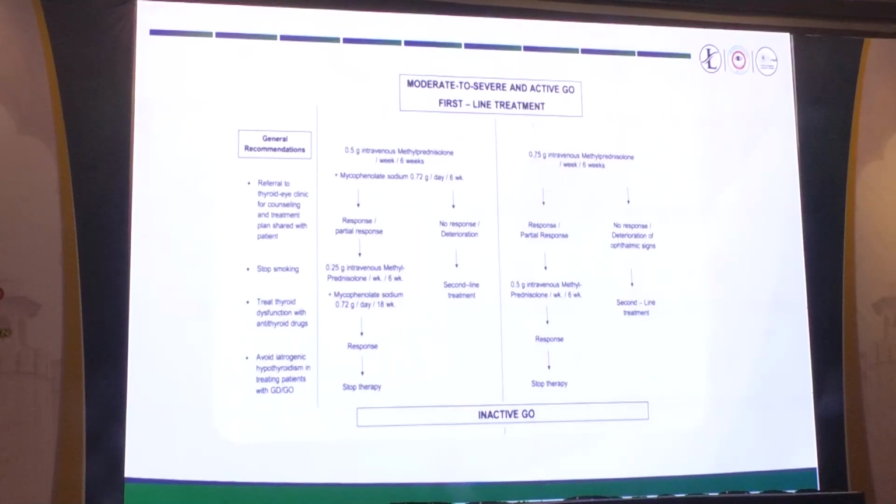Combination therapy is with IV methylpred, 0.5 grams, and mycophenolate sodium, and you assess for the response. If there's a response, you decrease and taper the IV methylpred, continue mycophenolate, and eventually you stop therapy when the patient is beyond the active state. If there's no response, we move to the second line therapy, and the second line treatment is why I'm here today. Monotherapy is the same. The dosage is a bit more. Instead, we proceed with 750 milligrams rather than 500.